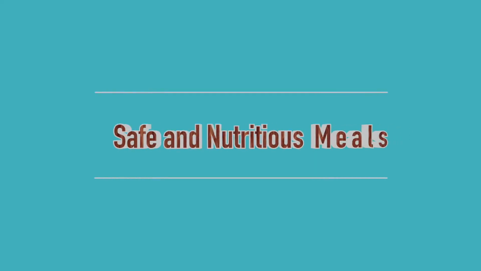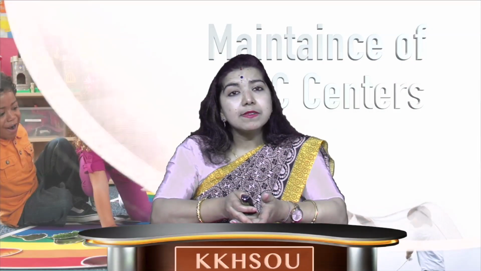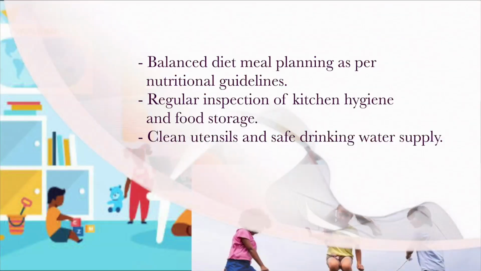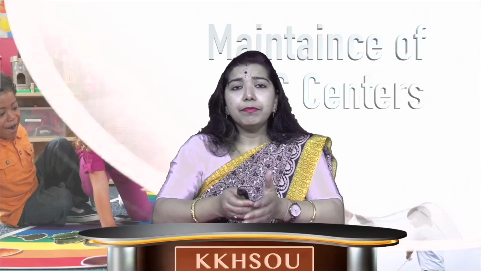Then safe and nutritious meal. The preschool must ensure to provide balanced diet meal as per the nutritional guideline. We have already discussed about this in the module 3 of this MOOC course. Then regular inspection of kitchen, hygiene and food storage should be made. The school must use clean utensils and safe drinking water for the children.